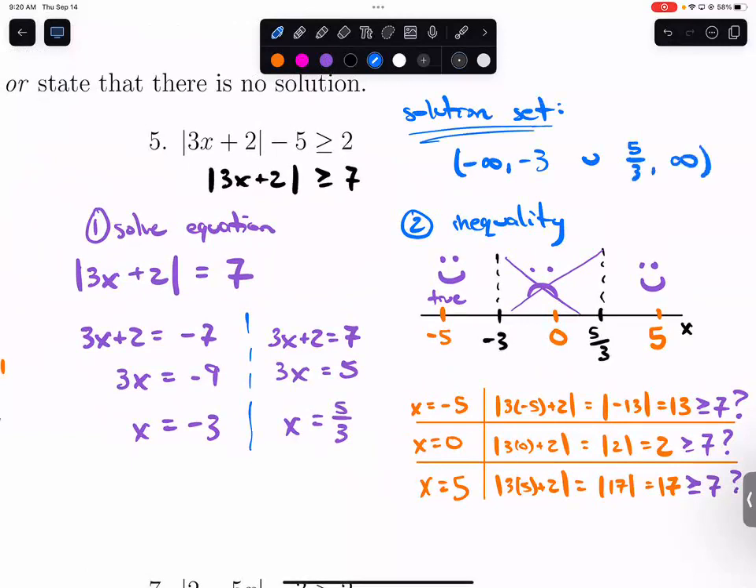Yep. And at the endpoints, brackets or parentheses? Okay, those are the options. Why? Yes, the inequality says or equal to, right? So it's allowed to be equal. And what happens at the endpoints? They're equal, right? Because that's where we found them in the first place. So this would be brackets on both of those ends then.